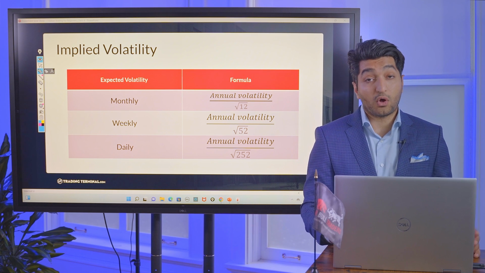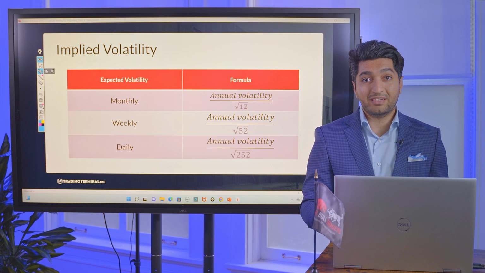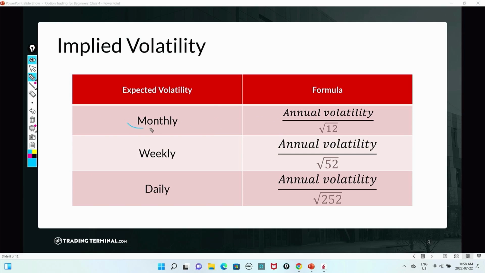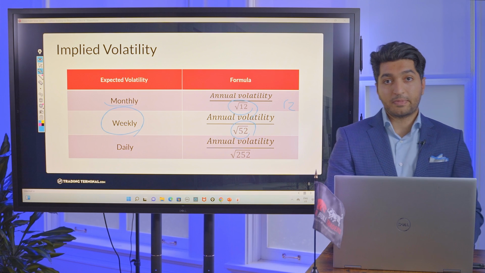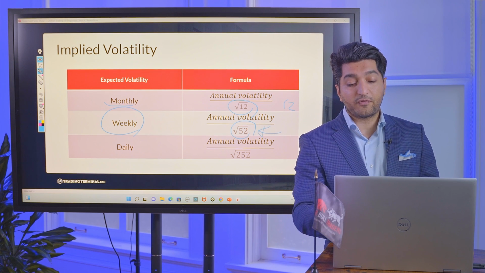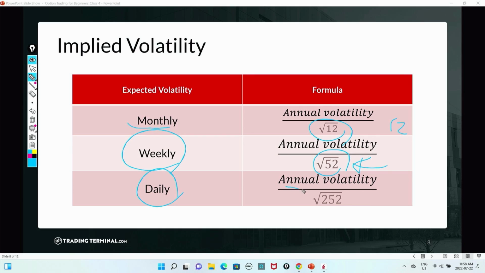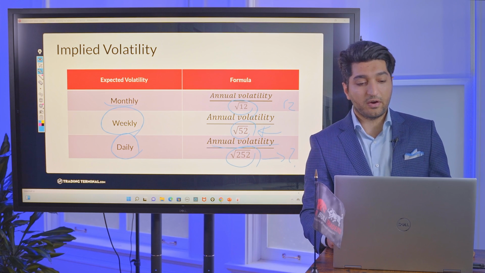Recall that implied volatility is always quoted in annual format. So if you want the weekly, the daily, or monthly volatility, you need to do some calculation. For monthly volatility, you simply divide it by the square root of 12 because there are 12 months in a year. For weekly volatility, you simply divide the annualized volatility by the square root of 52 and you get the weekly volatility. Why are we dividing by 52? Because there are 52 weeks in the year. And for daily volatility, you simply divide annualized volatility by the square root of 252. Why 252? Because there are 252 trading days in the year.